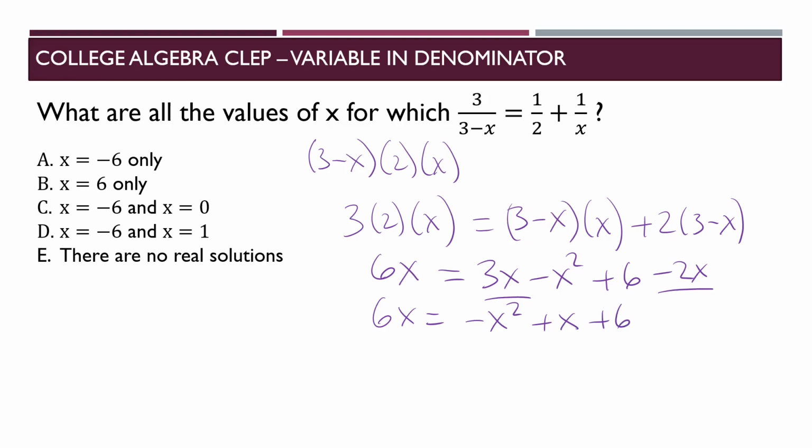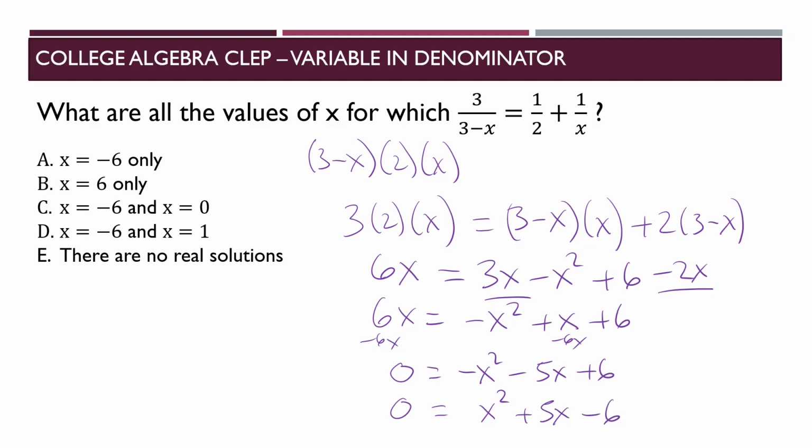Alright, when we're done with the quadratics, something with the x squared, I'm going to move everything to the same side. So I'm going to subtract 6x from both sides. That gives me 0 equals negative x squared minus 5x plus 6. And we always like our x squared to be positive, so I just multiply everything by negative 1 and that gives me 0 equals positive 1x squared plus 5x minus 6.